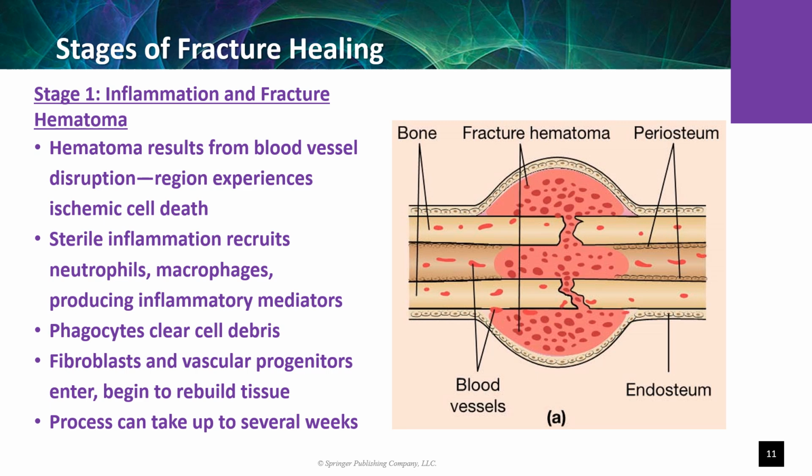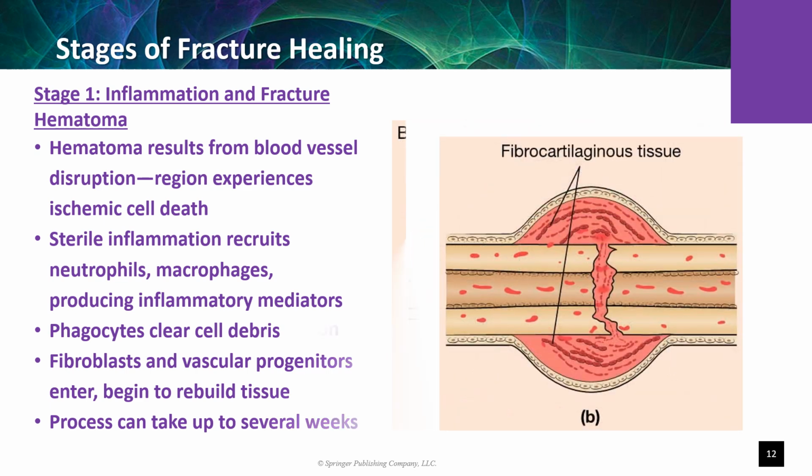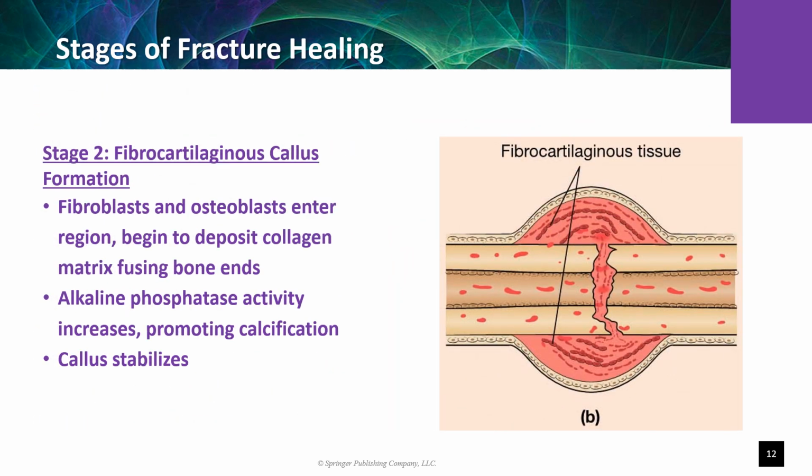The hematoma phase begins within hours after the fracture and may persist for several weeks, overlapping with the next phase of the repair process. During stage 2, the fibroblasts and osteoblasts that have migrated to the fracture area from the periosteum and the endosteum create a gradually more stable connection between the bone fragments.